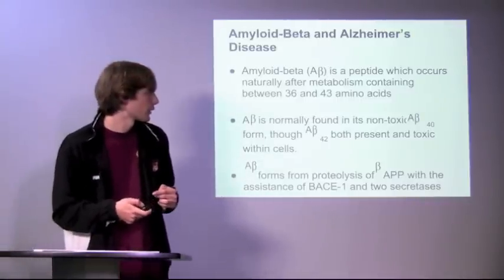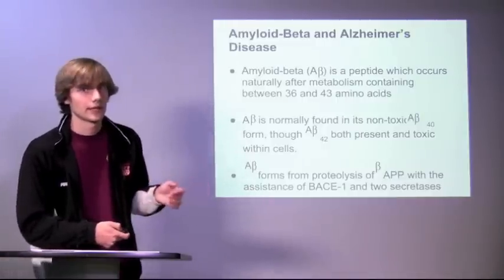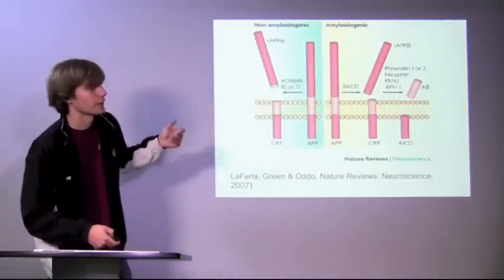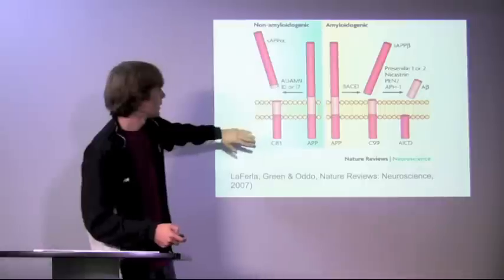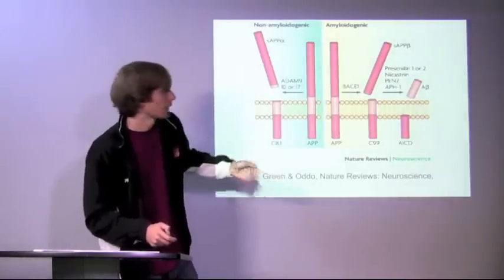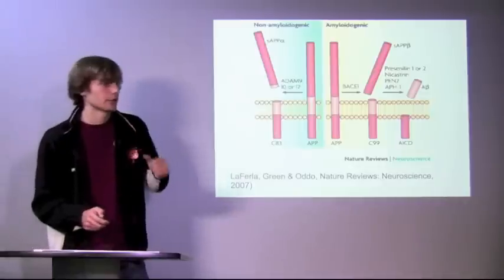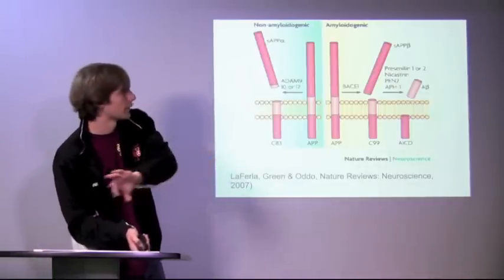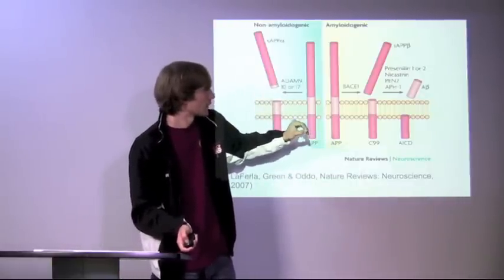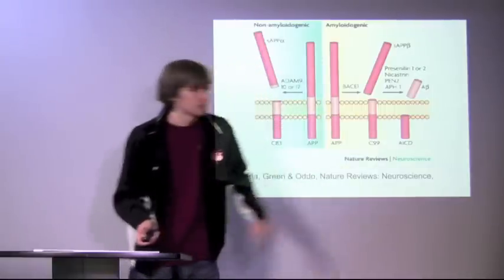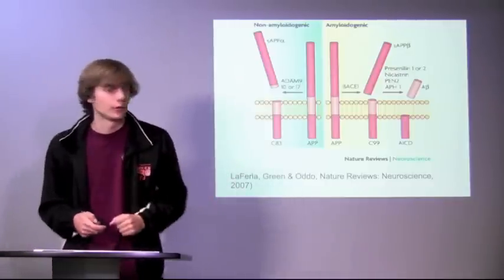Amyloid beta forms through the proteolysis of beta amyloid precursor protein with the assistance of two secretases, BACE1, which is beta secretase, and gamma secretase. This is essentially how this proteolysis works. A large amyloid precursor protein chain attaches to shorter chains within the cell. The BACE1 then works to cleave it at this point here, releasing amyloid precursor protein beta, a larger version which will then continue working as time goes on. But then gamma secretase will cleave it at the lower location, creating amyloid beta. And depending on the cleaving location, either amyloid beta 40 or 42 can form.